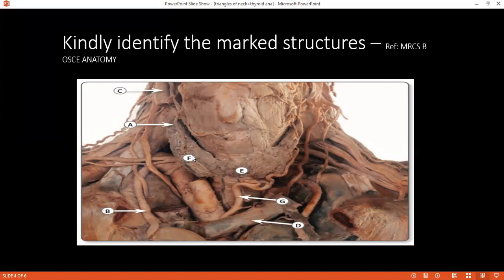What is the anatomy of the thyroid gland? If you can tell me how many parts it has. It is formed of 2 lobes, the isthmus, and the pyramidal lobe. Yes, E is the isthmus, right? Yes, the isthmus of the thyroid.